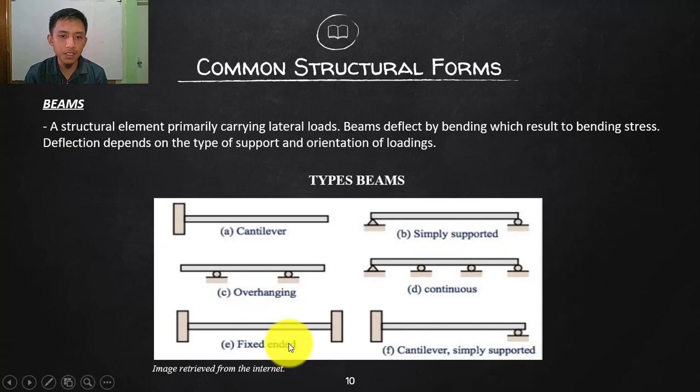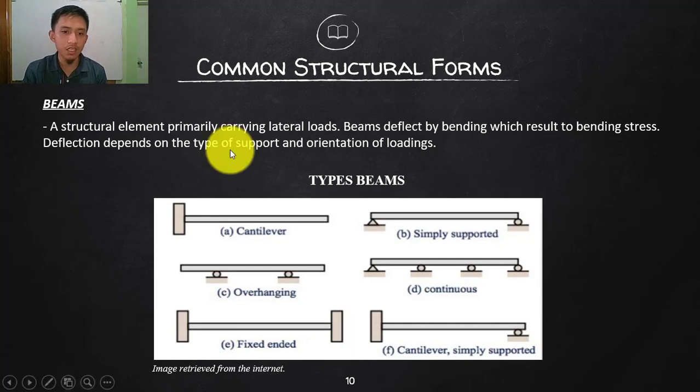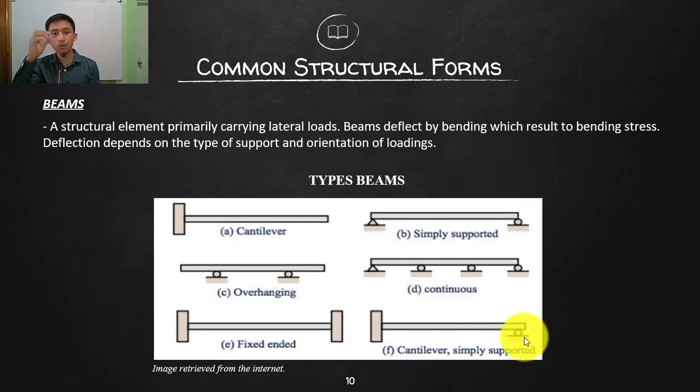And then fixed end, both are fixed, and actually this is the most common scenario of a beam, because that is connected to a column. If we are talking about reinforced concrete, wherein they are constructed rigid on both ends, it means it is now a fixed end, both ends. And then we have a cantilever simply supported, or what we call the prop beam. This cantilever simply supported beam is a cantilever beam which is on the other side simply supported. Or we sometimes call this one a prop beam. So these are the types of beams.